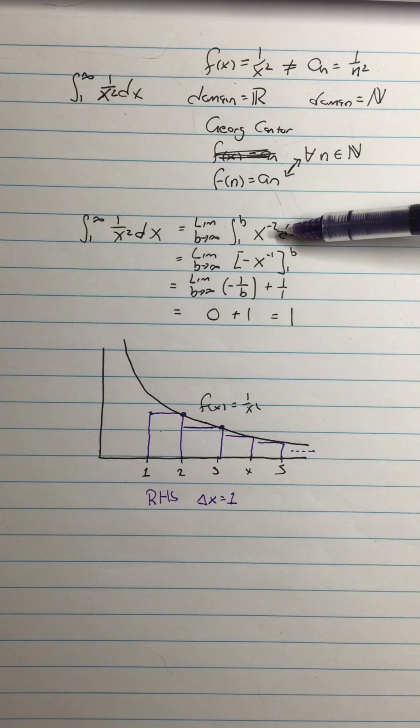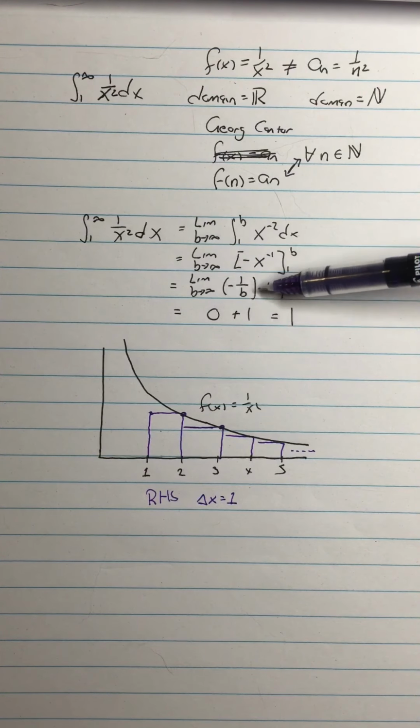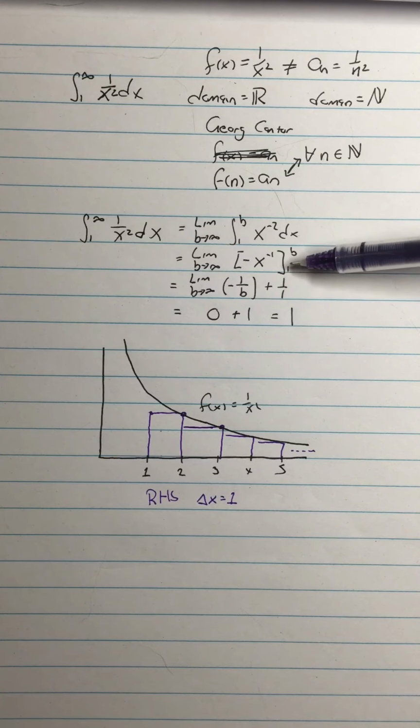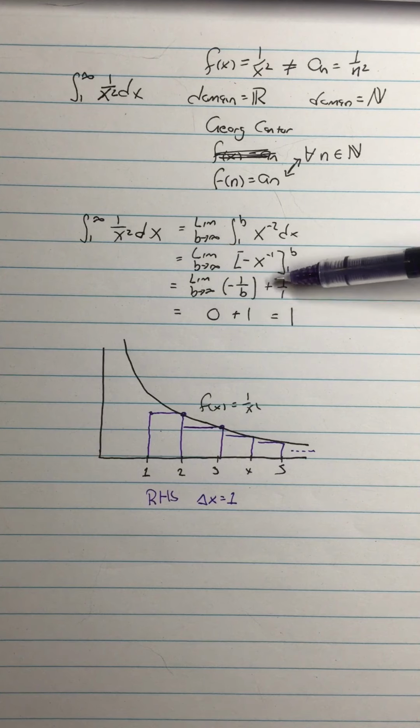The antiderivative of x to the negative 2 is negative x to the negative 1. When I do the limit, I'm only going to do the limit on the part of the antiderivative that includes the b. The part of the antiderivative where I'm plugging in the 1, I'm going to leave where it is. Of course, this is negative, so when I do minus, for the fundamental theorem of calculus, I get plus 1.